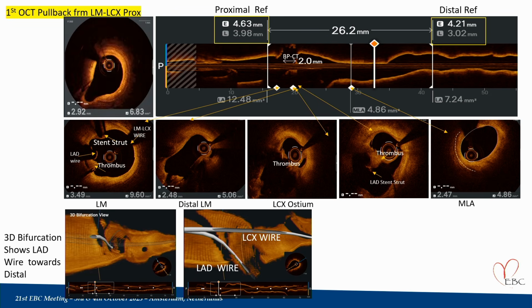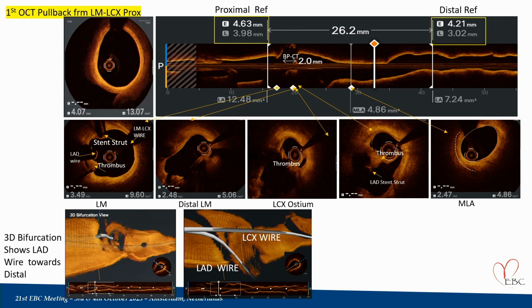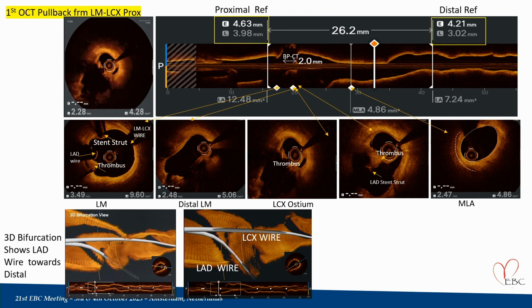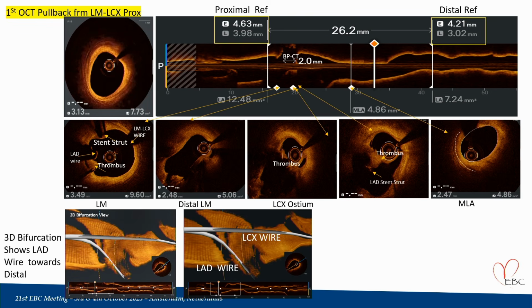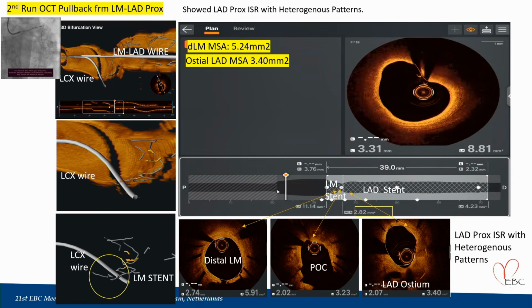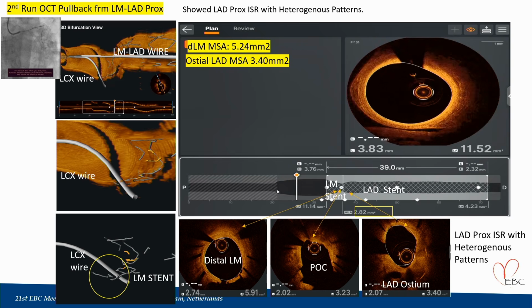The LAD stent struts were lying there, and also, with the imaging, we could detect that our LAD wire was through the distal stent struts. And when we took a pullback from LM to LAD, we could see the circumflex wire, and it had to go through the most distal cells of the stent. So this was the pullback from the LM to LAD.